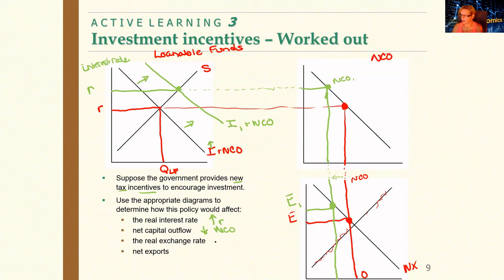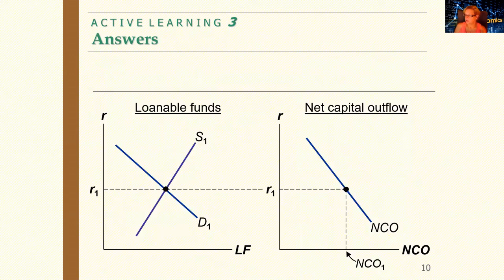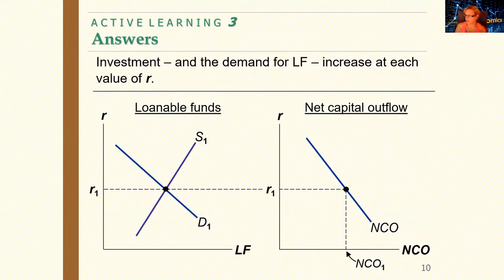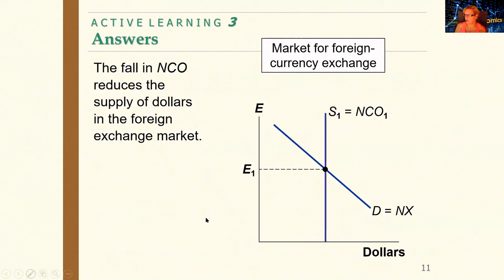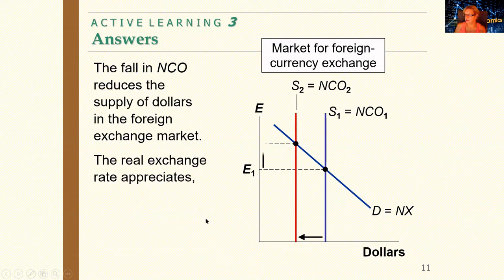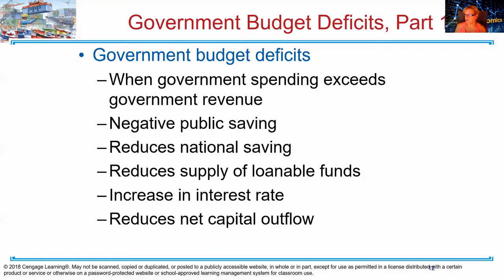Okay, the third graph, what happened to the real exchange rate? The real exchange rate increased. And what happened to net exports? Because again, they're more expensive. So if it was zero here, it would be something less than zero here. So net exports would decrease. Okay, so again, just kind of how it looks, walking it through. Demand curve shifts out, increases the real interest rate, decreases net capital outflow, which in turn increases the real exchange rate. That reduces net exports.